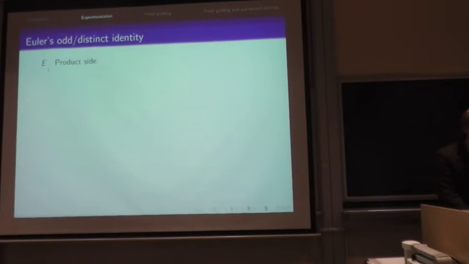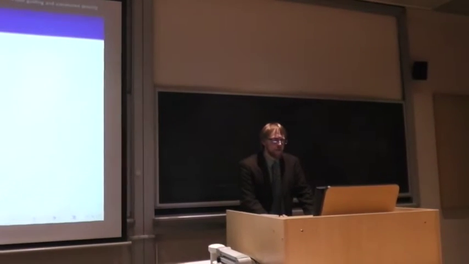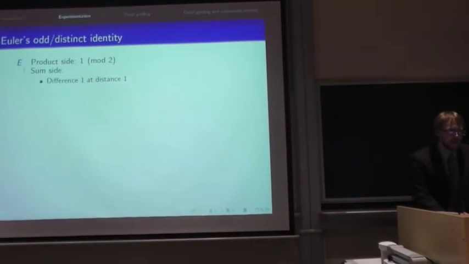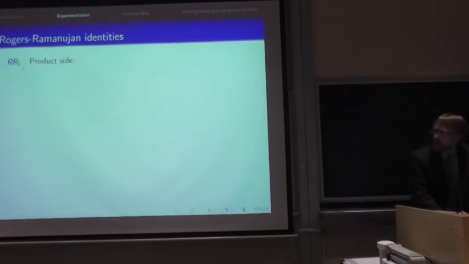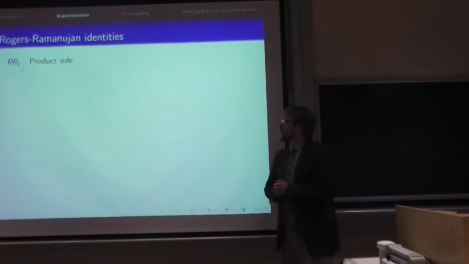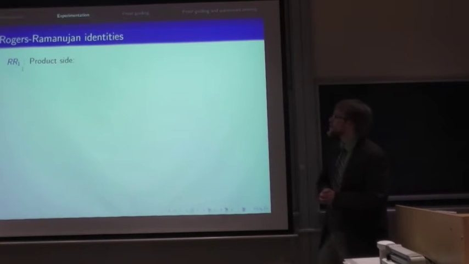Okay, so using all of this language, we can restate Euler's identity. The product side is 1 mod 2. The sum side is just difference 1 at distance 1. The next most complicated after Euler's identity, which is mid-1700s or thereabouts, is Rogers-Ramanujan. Rogers first discovered it in the 1890s. Ramanujan rediscovered it in the 1910s.